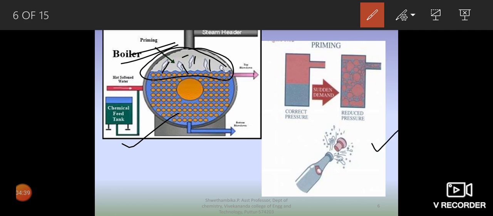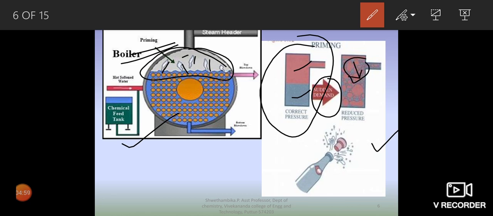Now this particular diagram tells the science behind priming. This is any other normal boiler functioning, where water is there, steam is produced, and it is moving via the pipelines. What happens whenever there is a sudden demand for steam? This area would have decreased pressure. So in order to compensate, from here water would boil very sharply, very fast, at a faster rate, and steam would be produced, which is nothing but a case like this.